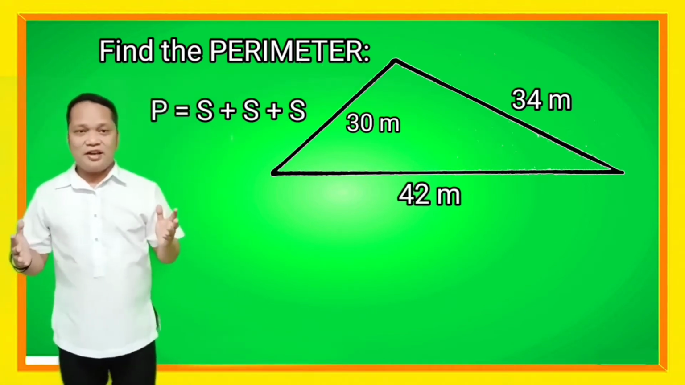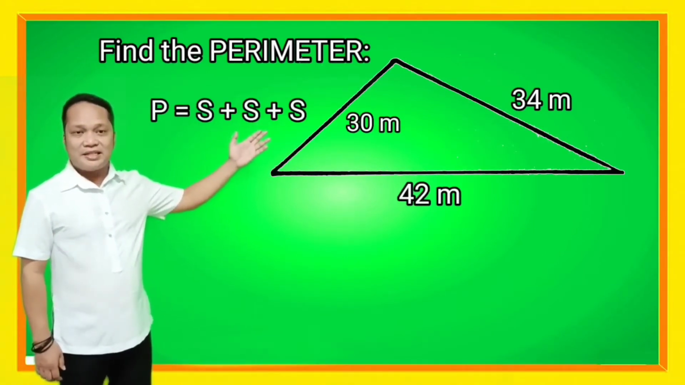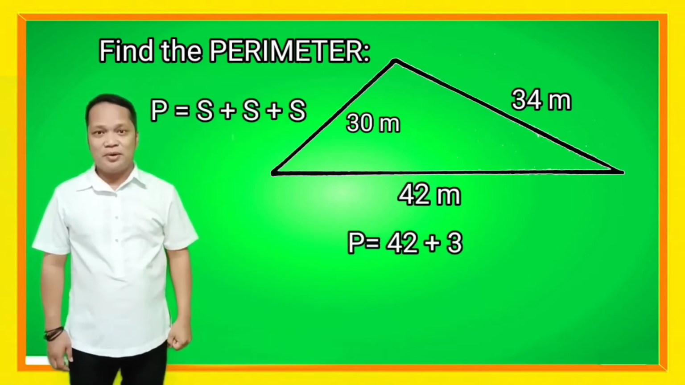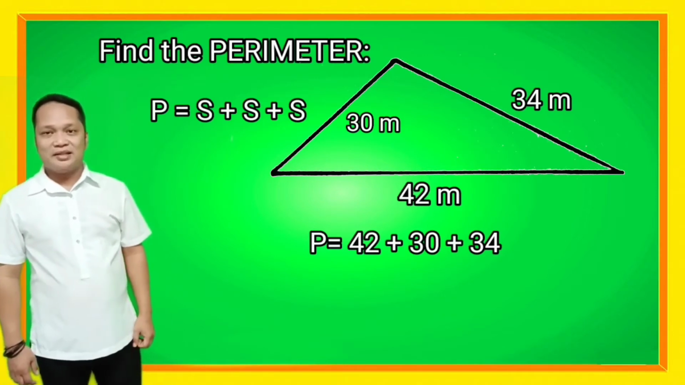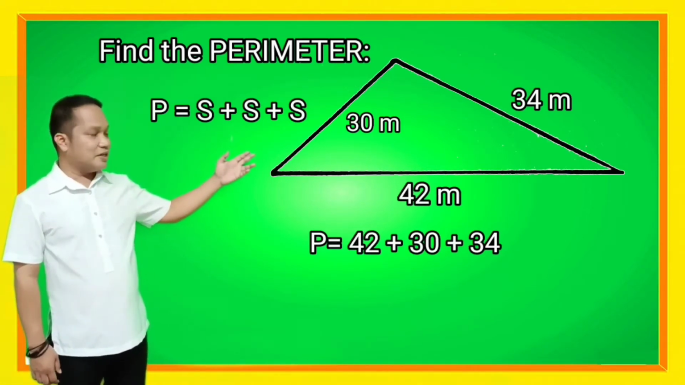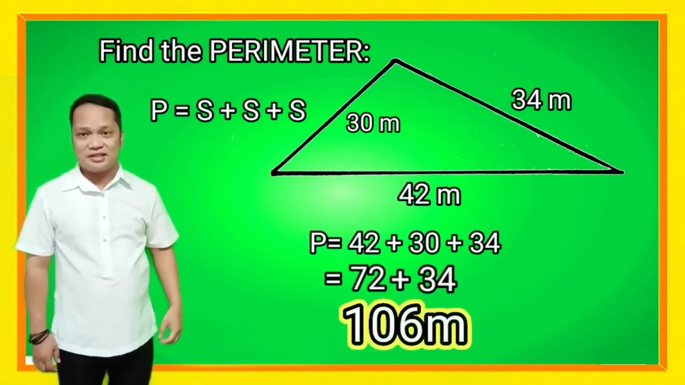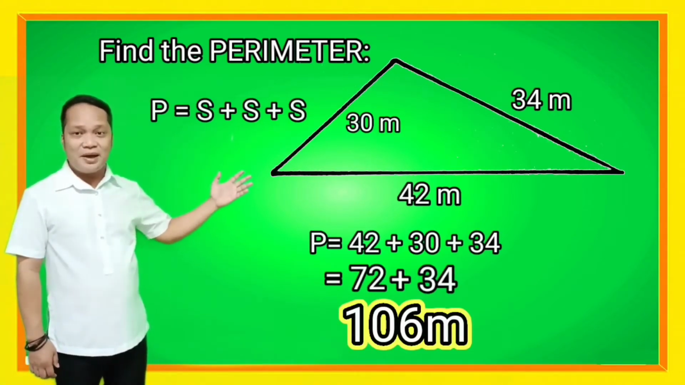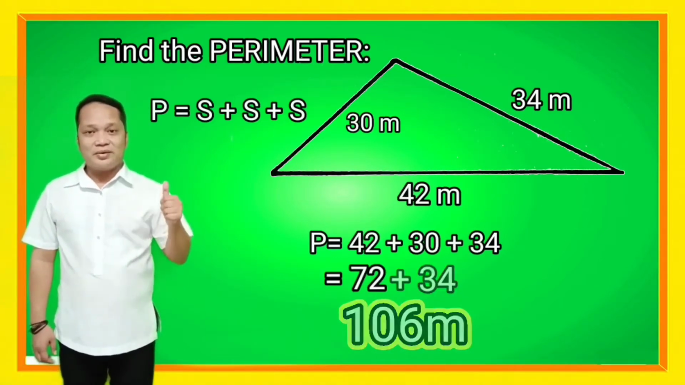Okay, let's see if you have done it correctly. P is equal to S plus S plus S. One side is 42 plus the other side is 30 plus the last side is 34. We need to add 42 plus 30 equals 72 plus 34 equals 106. So, the perimeter of the triangle is 106 meters. Who among you got the correct answer? Great job!